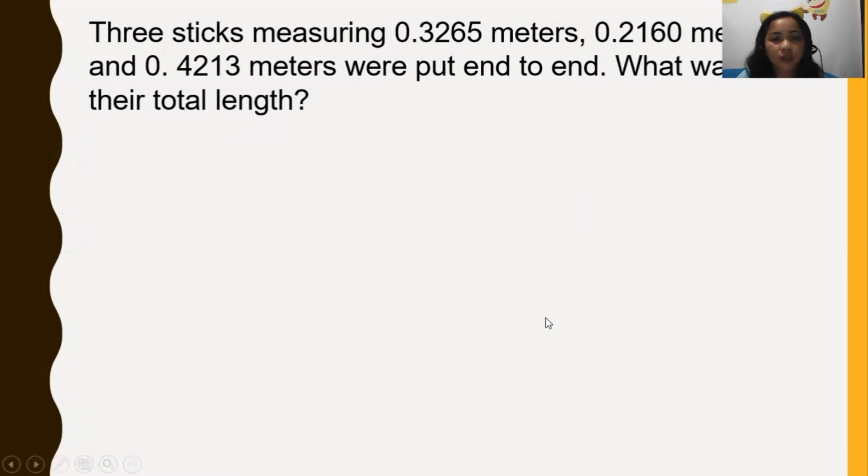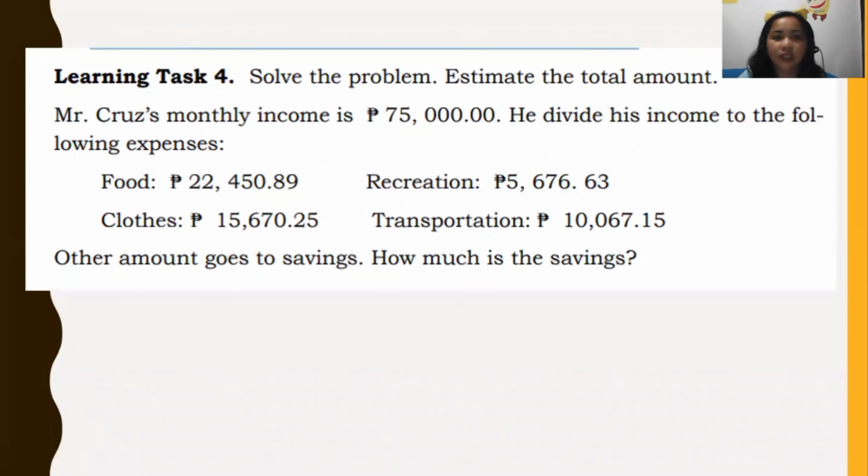Now, let's go to the next one. This is learning task number 4. Solve the problem, estimate the total amount. So, pag sinabing estimate, ira-round nyo muna bago nyo gawin yung operation. So, let's read. Mr. Cruz monthly income is 75,000 pesos. He divides his income to the following expenses. Ito yung mga gastusin niya. Food is 22,450 pesos and 89 centavos.